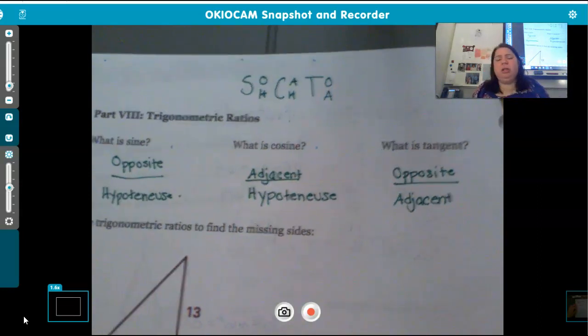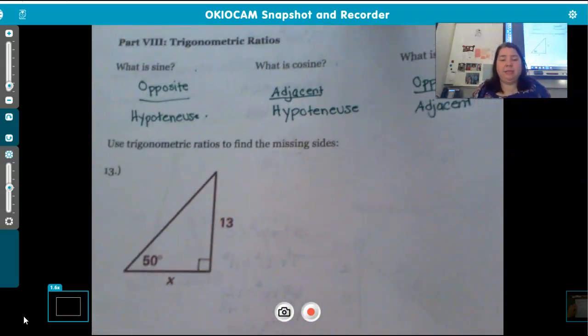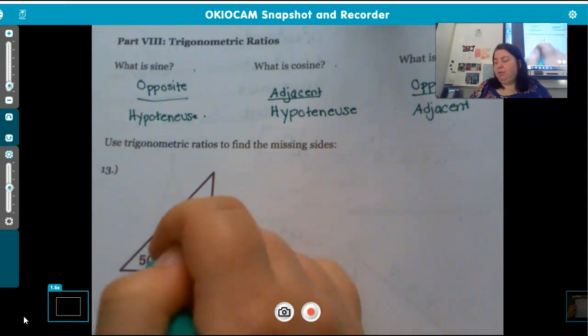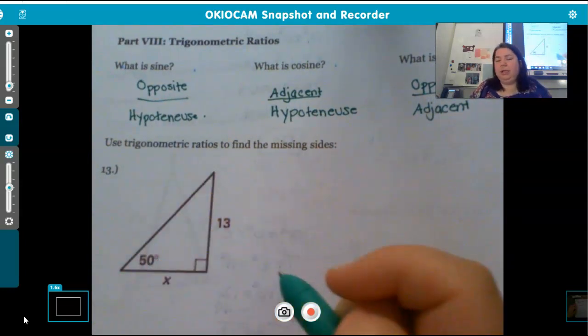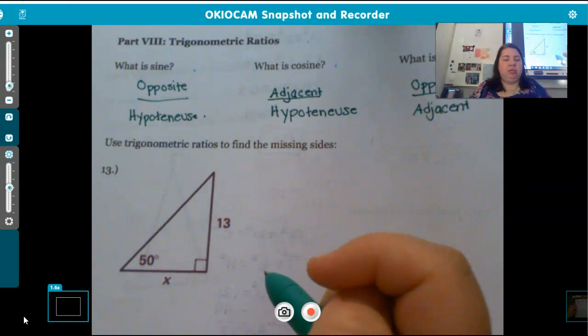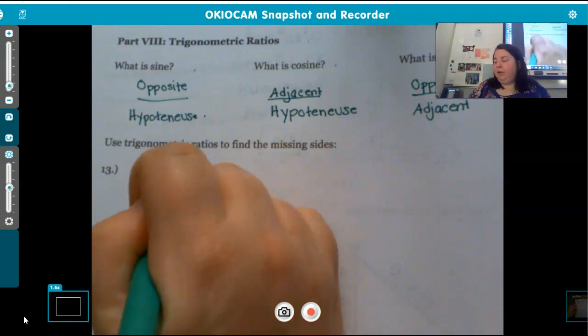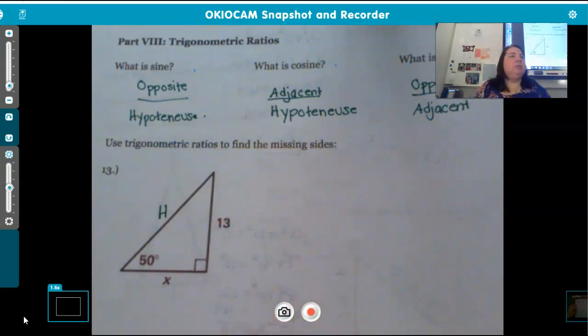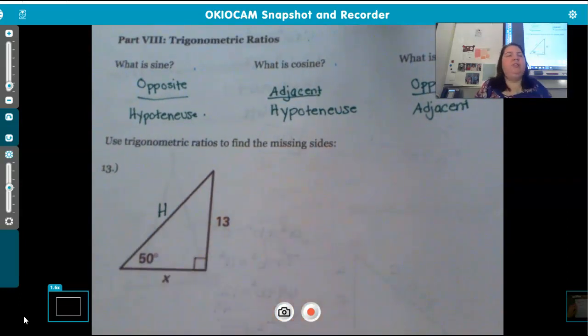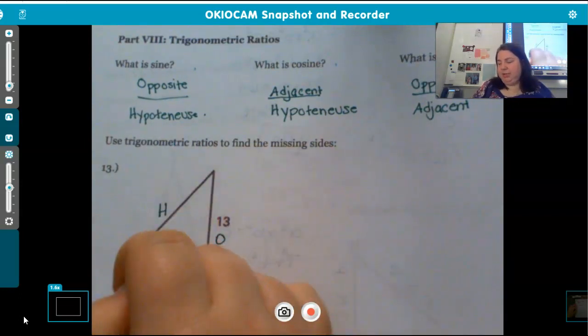Okay. Use trigonometric ratios to find the missing sides. So here's my reference angle. Let's go ahead and label which one is our hypotenuse. The longest one. If we're having trouble telling which one is longest, what is our other way of determining the hypotenuse? It's opposite which angle? Yeah, the right angle. So if this is our reference angle, which one is our opposite side? 13 or x? 13. Then that makes this adjacent.